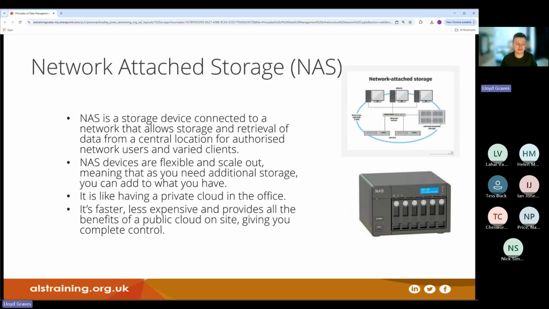Just to note as well, it's faster, it's less expensive, and it provides you all the benefits of a public cloud on-site. And it gives you complete control. So if you were using a public cloud system, something like SharePoint, it's not going to be as fast as this. It's probably going to be more expensive. But then obviously, the downside is it's limited on how many people can use it because it is a physical device. It suffers from the issue of what's realistic in a physical space, if that makes sense.